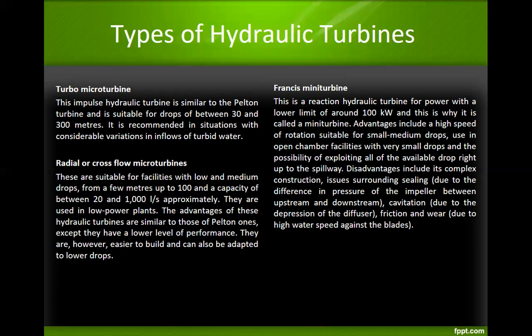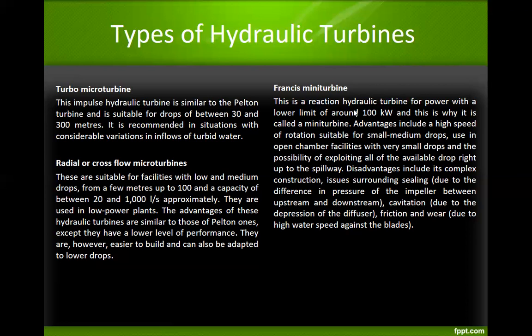Next type is the radial or cross-flow microturbines. These are suitable for facilities with low and medium drops from a very few meters up to 100 meters in a capacity between 20 and 1,000 liters per second approximately. They are used in low power plants. The advantages of this hydraulic turbine are similar to those of Pelton ones, except they have a lower level of performance. They are, however, easier to build and can also be adapted to lower drop.